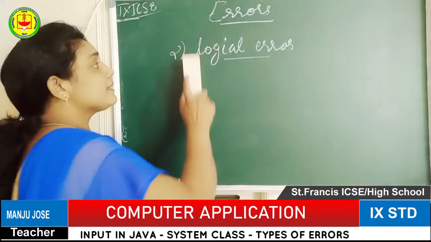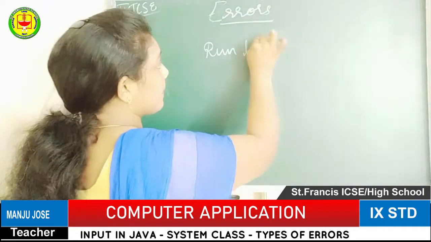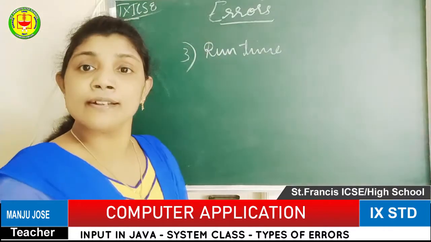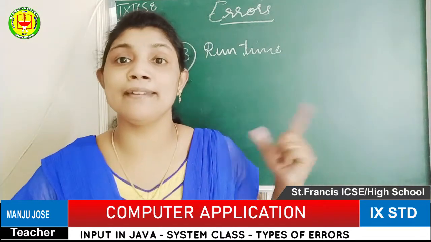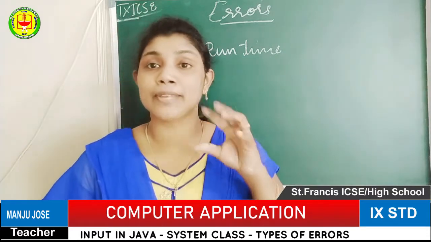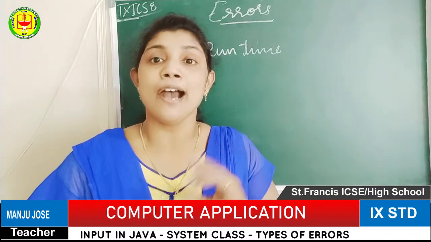The last error type is called a runtime error. A runtime error is when we get some kind of error while running the program, during the running time. For the syntax error, I already gave one example, data type mismatch. Apart from the case mismatch, the data type mismatch will come, but the case mismatch we are able to find during the compilation time. The data type mismatch we are able to find or correct during the runtime process.